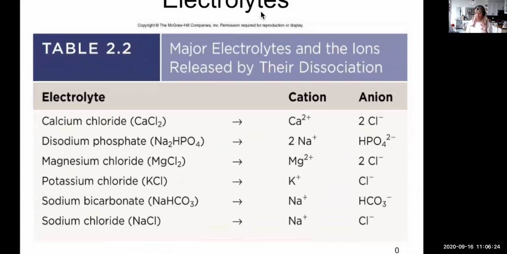Electrolytes are those salts that are useful in the human body. Some of them are calcium chloride, disodium phosphate, for example, magnesium chloride. And these dissociate in the liquid in the body and serve as cations and anions. So calcium chloride, for example, serves as calcium and 2 chloride. Disodium phosphate into sodium and phosphates. Now, these are extremely important atoms in the system.